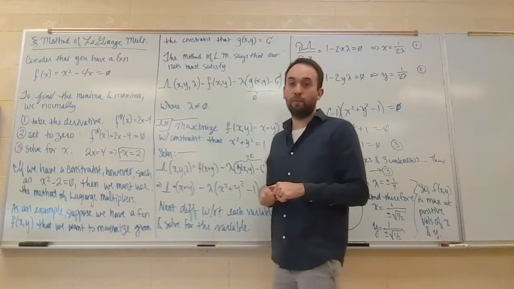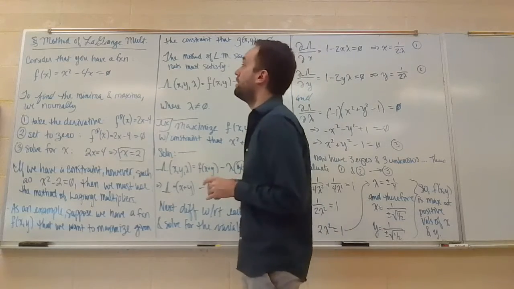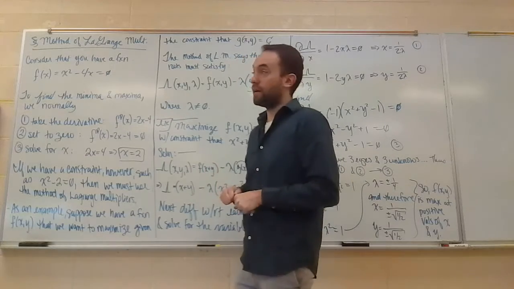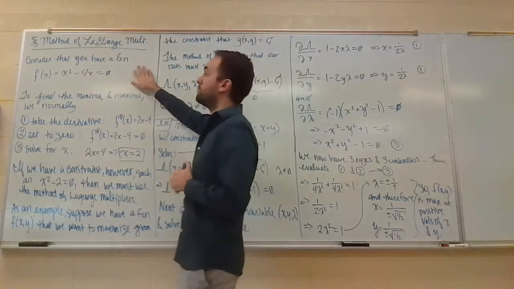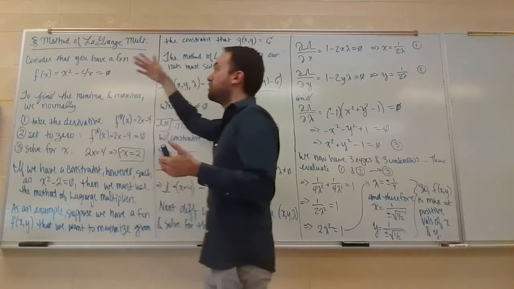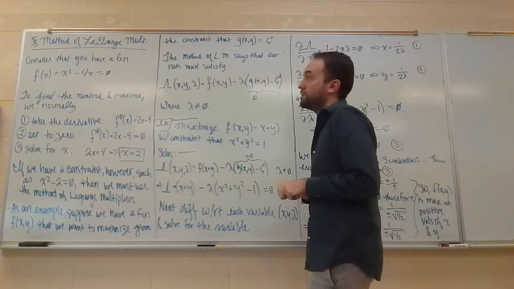The next topic in our math review is going to be the method of Lagrange multipliers. So, to use the method of Lagrange multipliers, let's first consider that we have some generic function where, let's say, f of x is equal to x squared minus 4x.